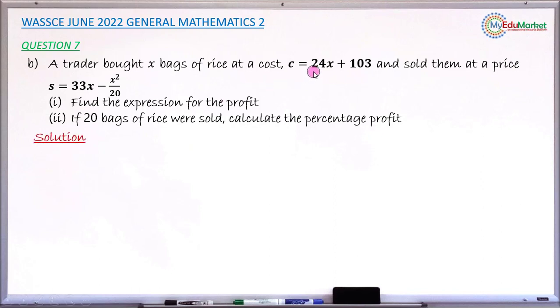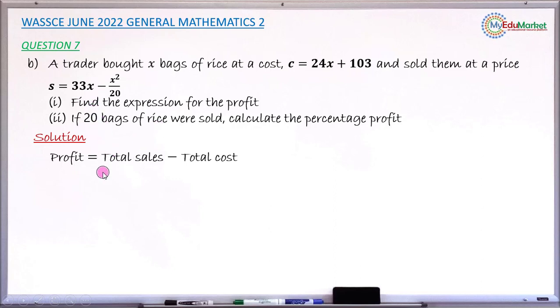So we have an expression for the total cost where x represents the number of bags, and we have also an expression for the total sales where x represents the number of bags sold. In an attempt to find the equation for the profit, remember profit is total sales minus total cost. So this is the expression for the total cost, and this is the expression for the total sales. Substituting in this formula will enable us to find the equation for the profit.